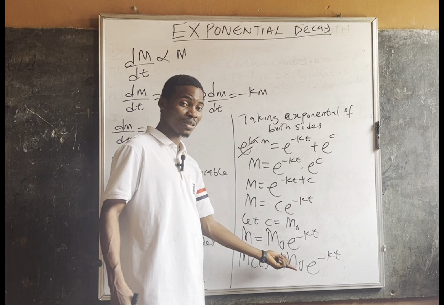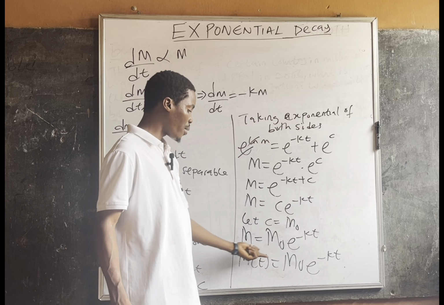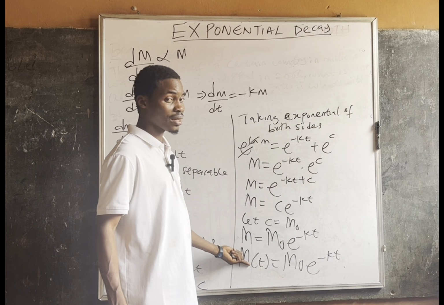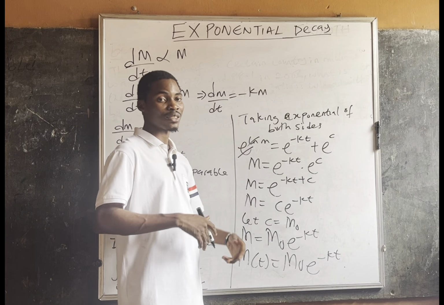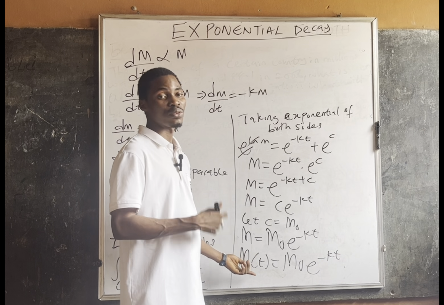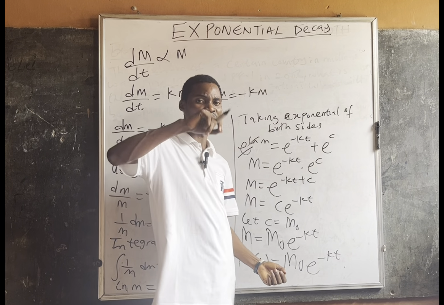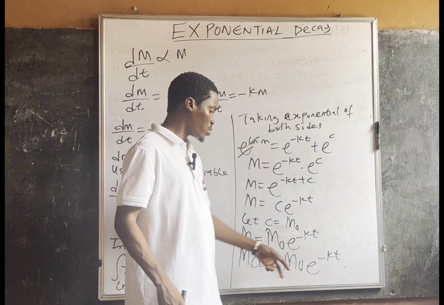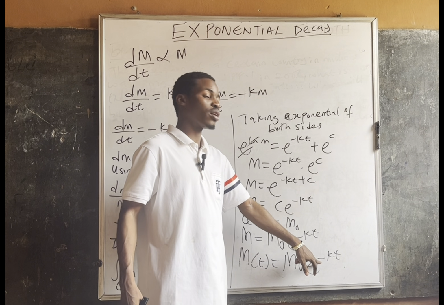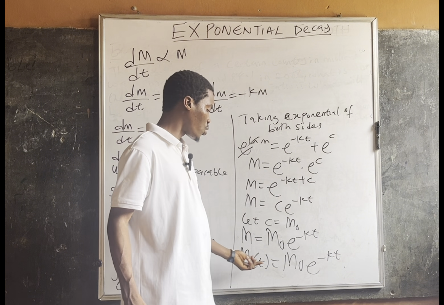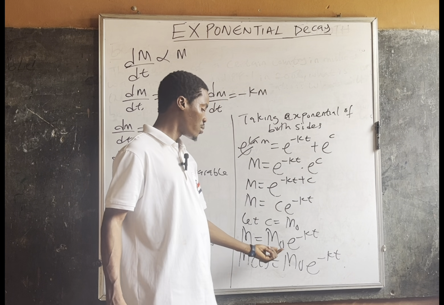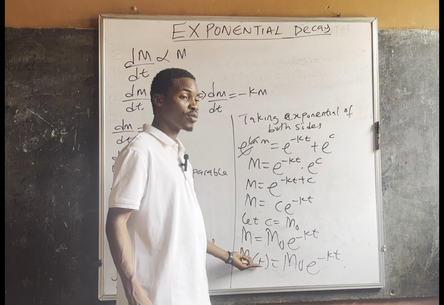That is, our initial mass is bigger than the final mass. So assuming our initial mass is 50, our m of t cannot be 50. That is why we have a reduction in the mass. That's why we have a negative at minus kt, because our m naught is much bigger than m of t.